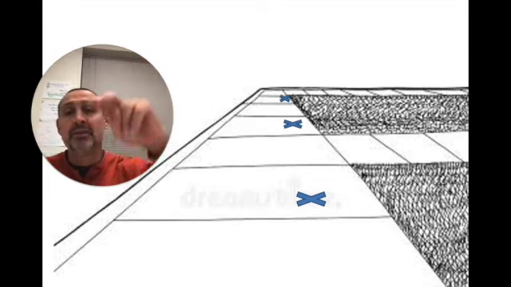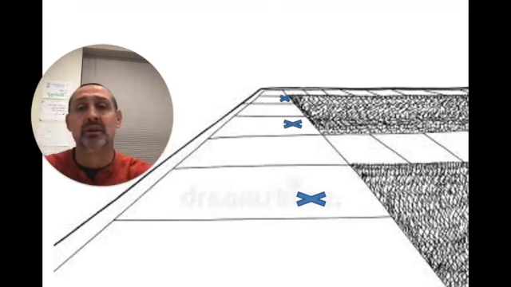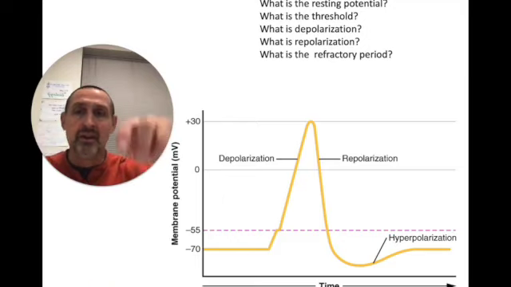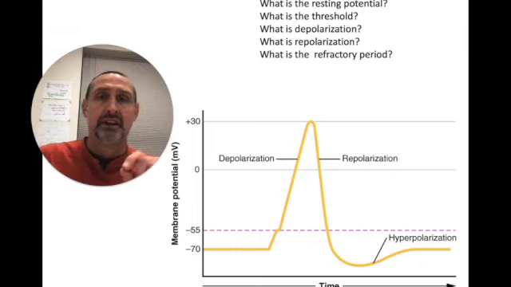By skipping those blocks, they can run a lot faster than the person who has to put their feet in every single one. That's the advantage of myelin. You're skipping from one node of Ranvier to the next. This is what it looks like graphically.